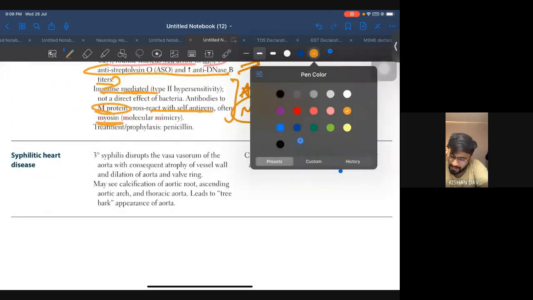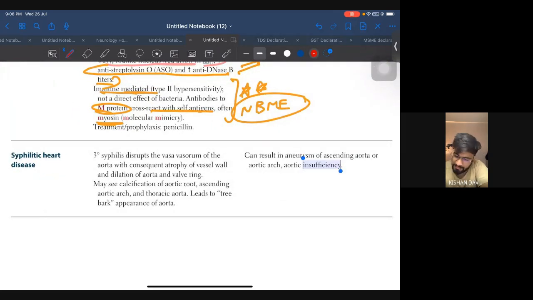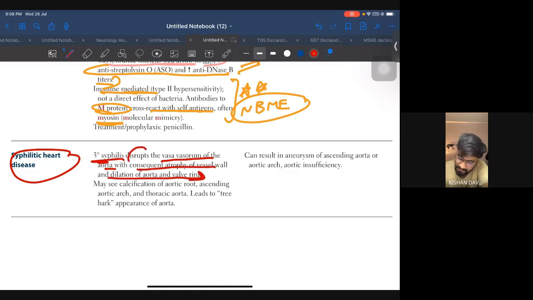So let's see, this has not been asked, syphilitic heart disease, but let's discuss it. Third, endarteritis disturbs the vasa vasorum of the aorta with consequent atrophy of the vessel wall and dilation of the aorta and valve ring. So dilation of the aorta means syphilis.